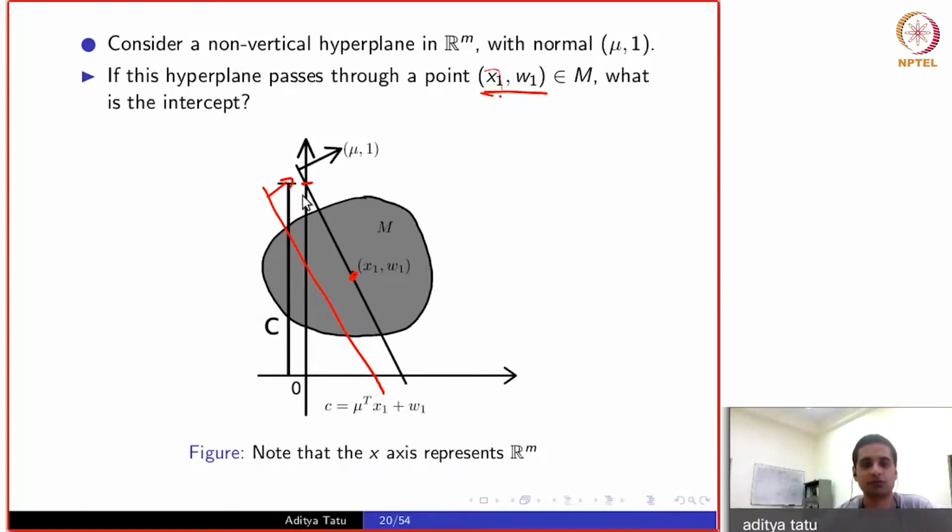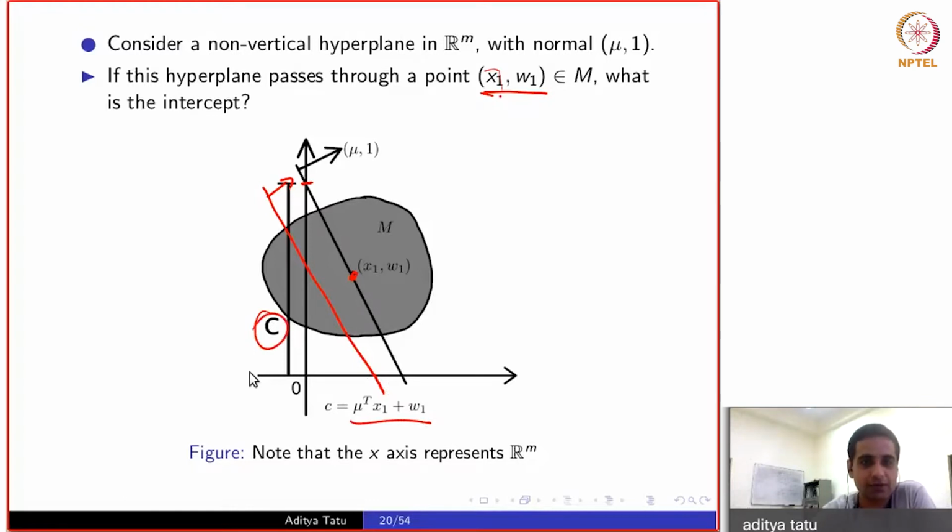The answer is there on the slide. It would have to be mu transpose x1 plus w1. And if you are thinking of the case where m is 1, it would be just mu x1 plus w1. That would be the intercept value C.